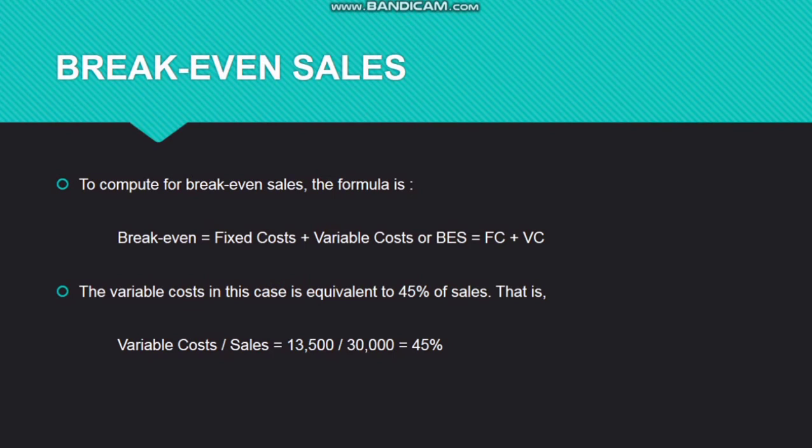For example, shirt tails are selling at a price of 50 pesos. They have a fixed cost of 8,000. To compute for break-even sales, the formula is break-even equals fixed cost plus variable cost. The variable cost in this case is equivalent to 45% of sales. That is, variable cost over sales is equal to 13,500 over 30,000 equals 45%.